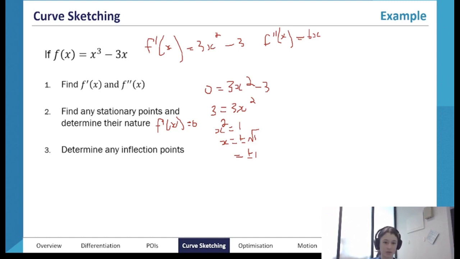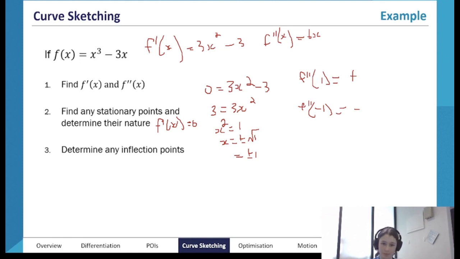Okay, so this tells us when the stationary points occur, but now we need to determine the nature of the stationary points. I'm going to use the second derivative test, just because we've been doing table of values throughout the rest of the lecture. So we're going to sub these two x values into our second derivative, and this is going to tell us about the nature of the stationary points. So f double dash for 1 and f double dash for negative 1. For 1, it's going to be positive, and for negative 1, it's going to be negative, because we just have 6 times 1 and 6 times negative 1.